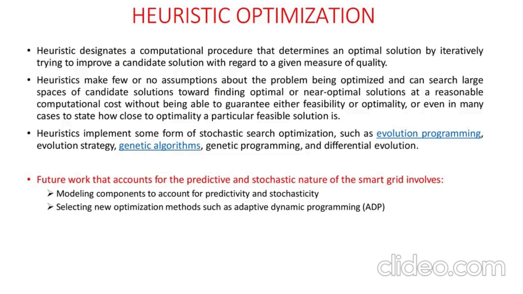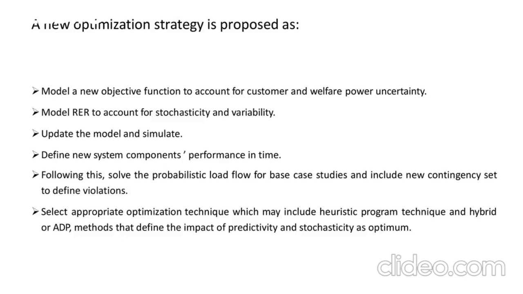Next, heuristic optimization. It is a computational procedure that determines the optimal solution by iteratively trying to improve a candidate solution with regard to a given measure of quality. Heuristics implement some form of stochastic search optimization, such as evolutionary programming, genetic algorithms, genetic programming, and differential evolution. Future work accounts for the predictive and stochastic nature of smart grid, involves modeling of components to account for predictive and statistical behavior, and selecting new optimization techniques in order to obtain the feasible optimal solution.